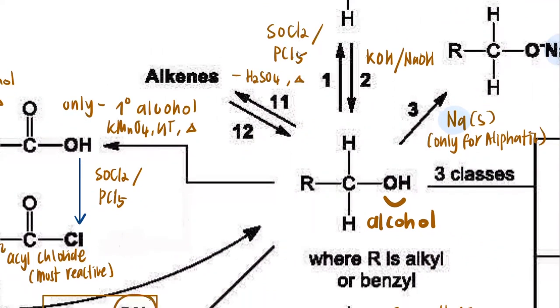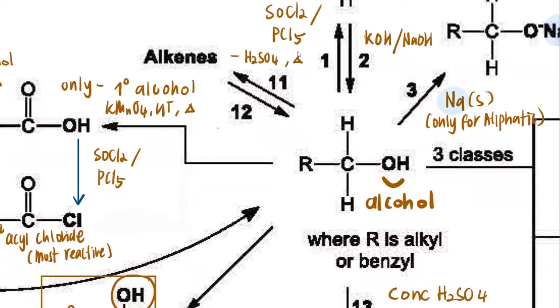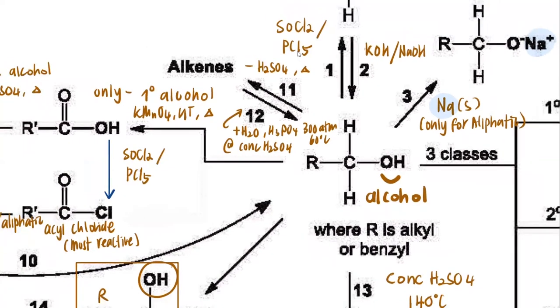Heated. And then from alkene to alcohol, you can use reaction with water with H3PO4, at 60 degrees, or by concentrated sulfuric acid. These two reactions can produce alcohol from alkene.